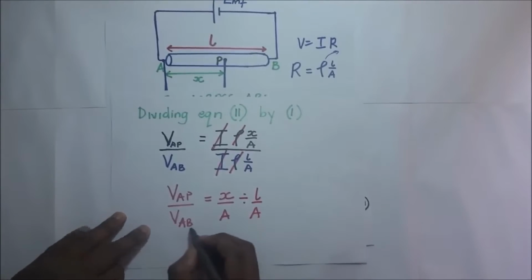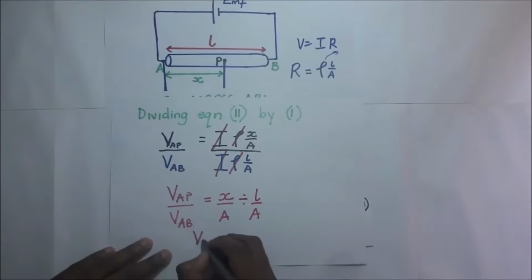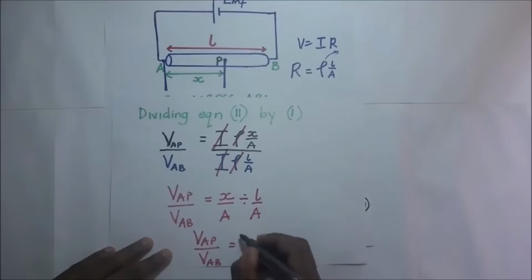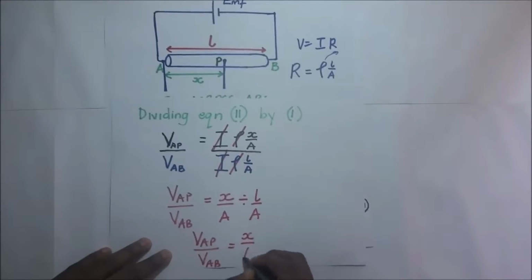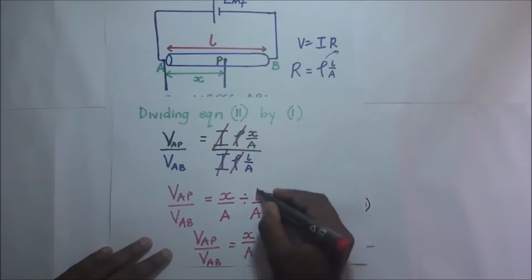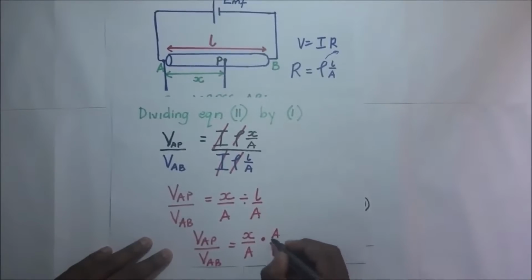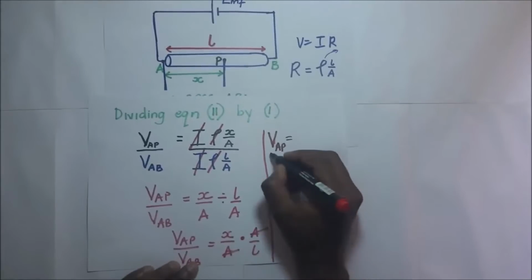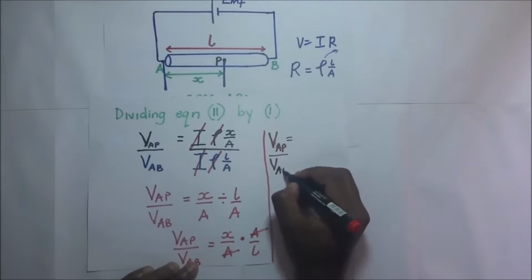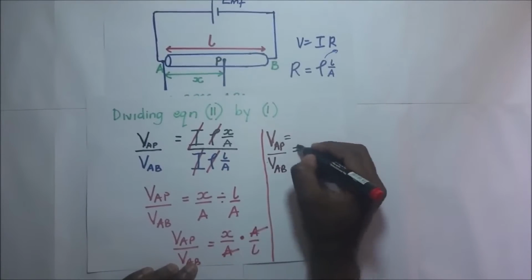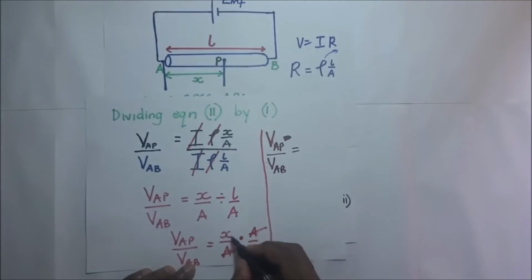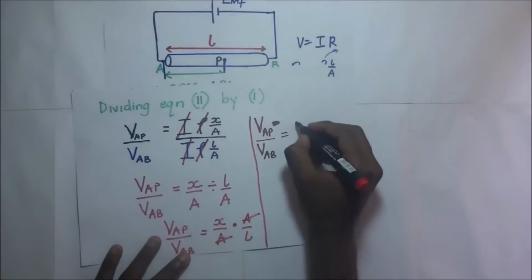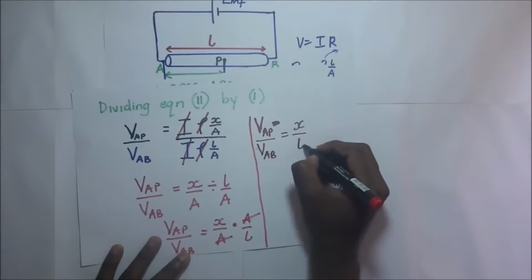Of course, this is going to end up being VAP over VAB, giving us X over A times the reciprocal of this, being A over L. This A and that A will cancel. So VAP over VAB is going to be equal to X over L. This is X over L.